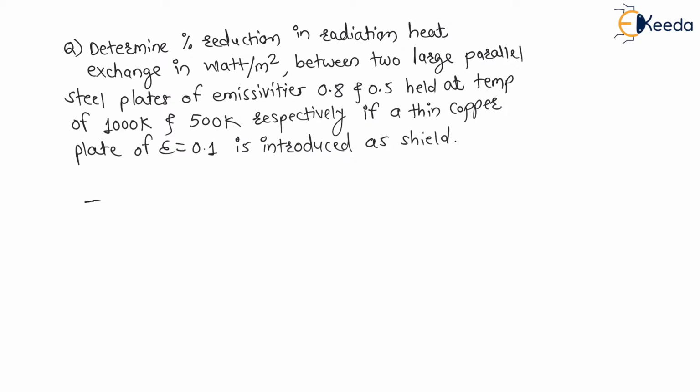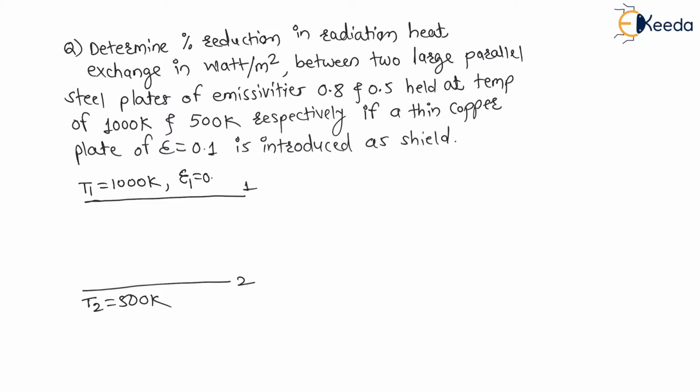Here there are two steel large parallel plates. Let us say this is plate number 1 and there is another plate, plate number 2. Both are steel plates. For plate number 1, temperature T1 is given as 1000 Kelvin, and for plate number 2, temperature T2 is 500 Kelvin. Emissivity 1 for plate number 1 is 0.8, and emissivity 2 for plate number 2 is 0.5.